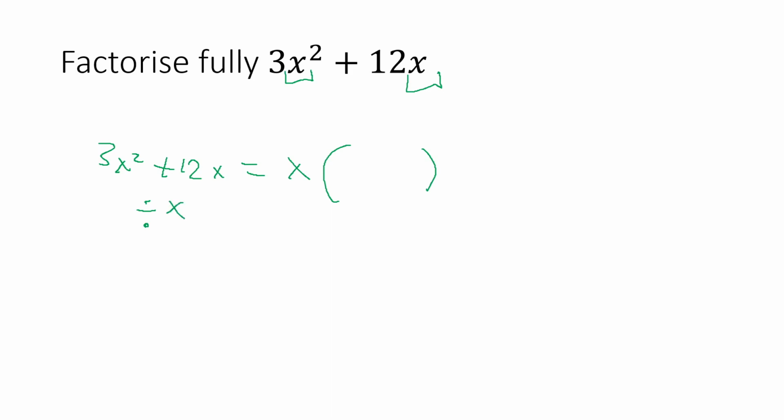What's 3x squared divided by x? It's just going to be equal to 3x. What's 12x divided by x? 12x is going to be equal to plus 12. Okay, sure. We factorized it. But again, the £1,000,000 question, but it's not going to be £1,000,000, it's a 1 mark question. Can we simplify further?